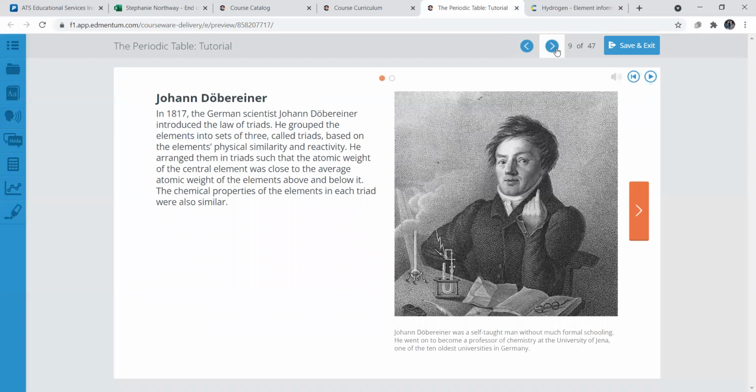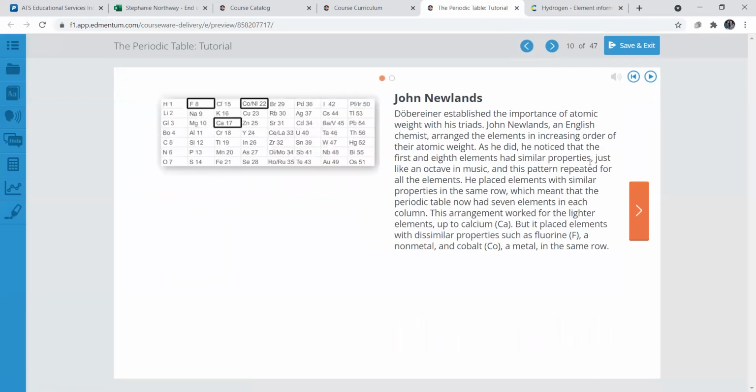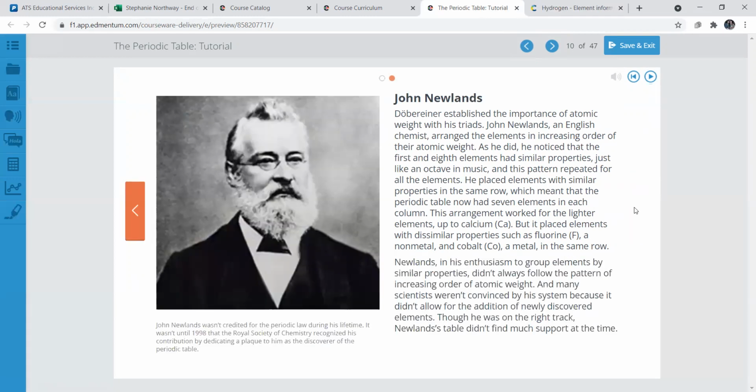Here's a scientist, a self-taught scientist, we should say. He arranged atoms by their weight. Here's how he was classifying atoms and arranging them by their atomic weight. So this is the beginning process of organizing the periodic table.